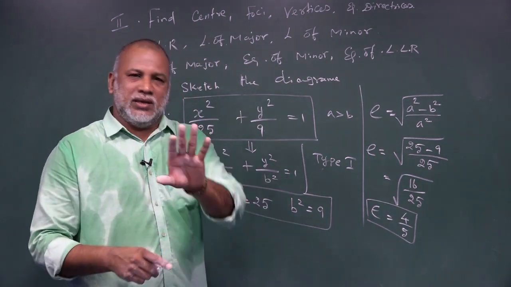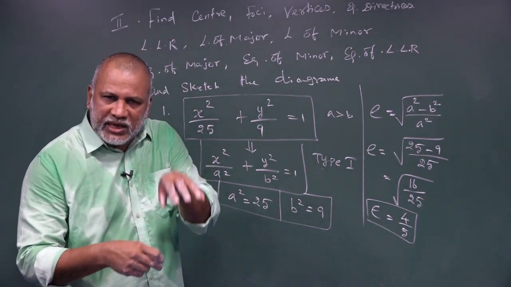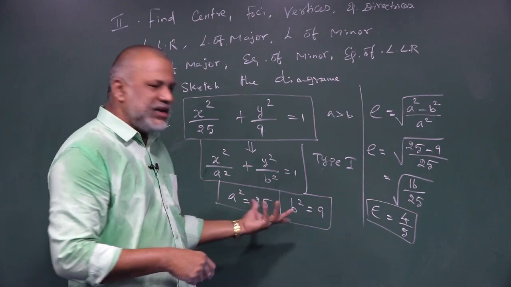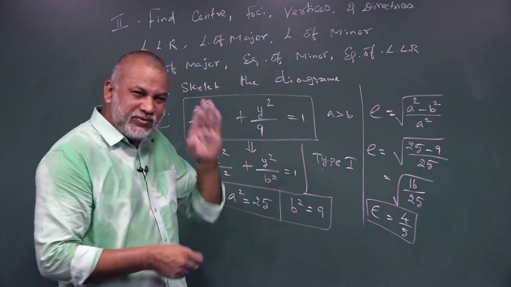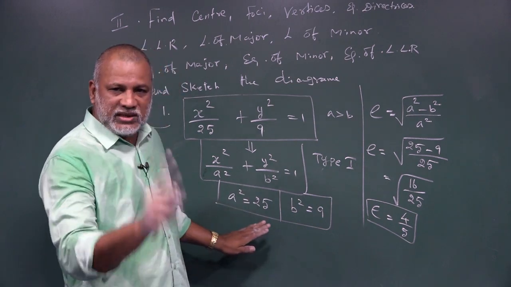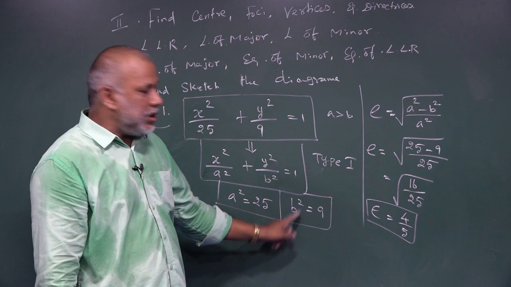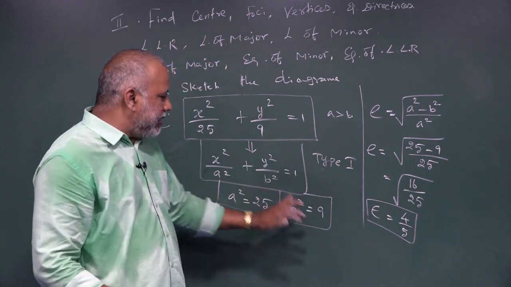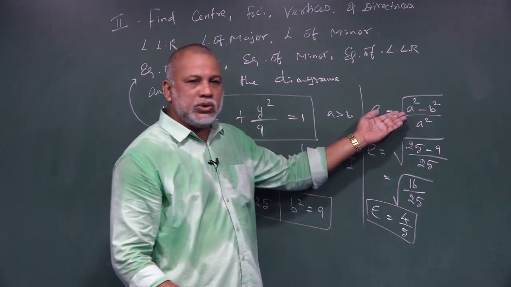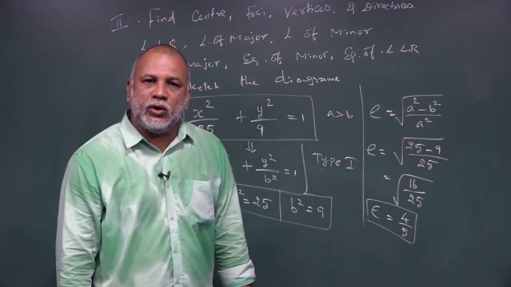Many students may face problems in this area. They may select a squared and b squared in a different way. They may select wrongly. Therefore, a very simple way: a squared is always greater than b squared. See here, a squared 25, b squared 9. So I am always writing this, a greater than b. So a squared is the greater value, b squared the lesser value. Then substitute in e. When we work out this e, we get e equal to 4 by 5.